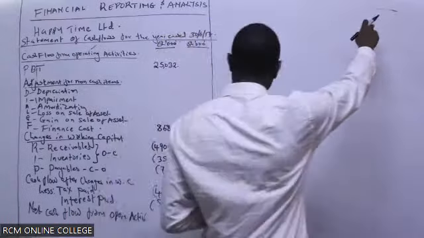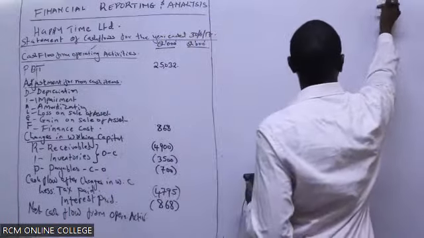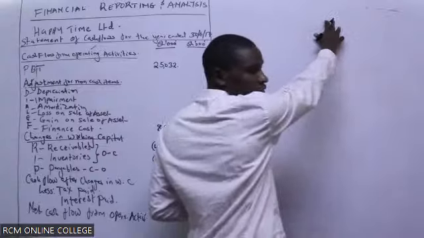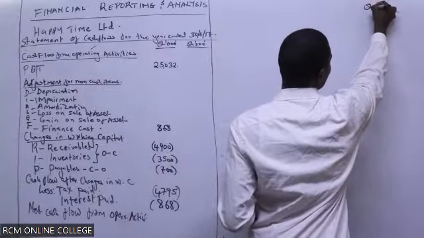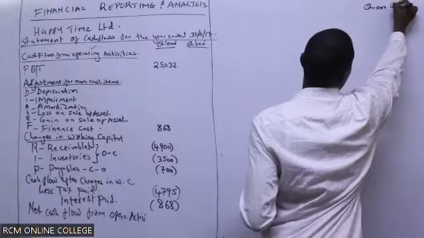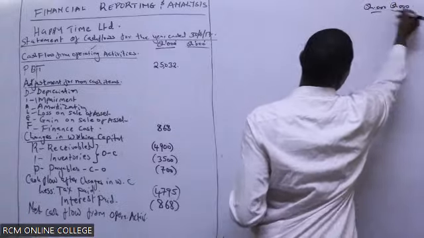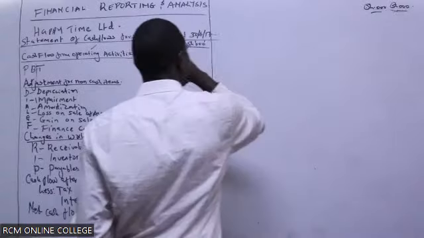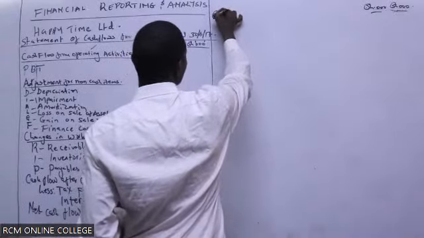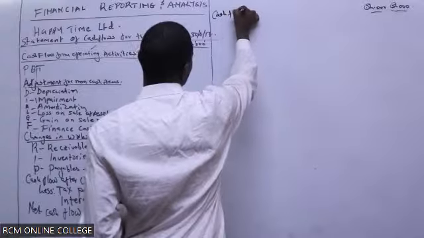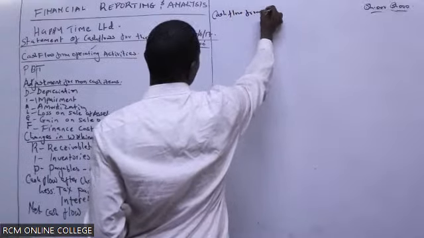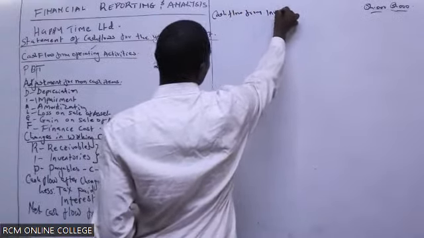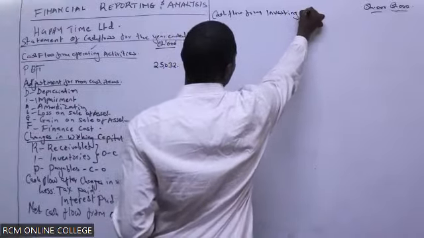So let's just move on to the next activity. Hope it's visible here. Shillings 9,000. Is it really visible? Yes, it is visible. Asante. So we have cash flow from investing activities.